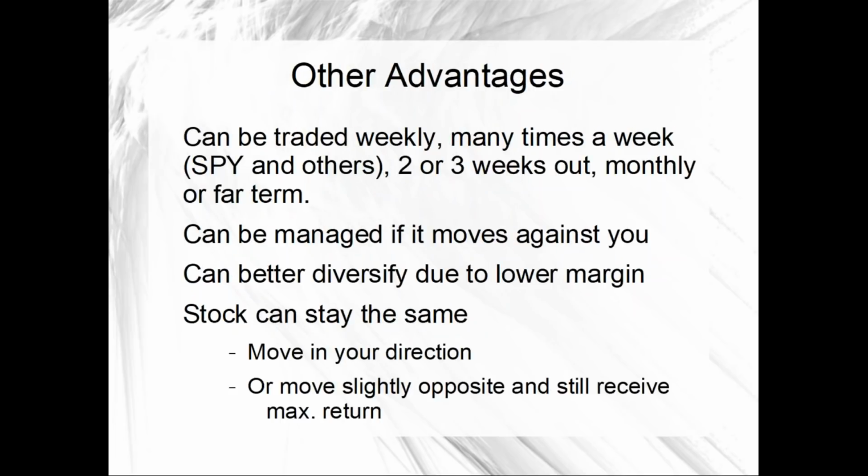Other advantages of the strategy is they can be traded weekly. We can use 7-day out, 5-day out options, or even many times during a week. If you follow SPX, SPY, or some of the other broad-based indexes, there are actually options that expire every Monday, every Wednesday, and every Friday. So you could do as much as 3 credit spreads in a given week. Of course, we can still do positions that are 2 to 3 weeks out that give us a better net credit with a similar structure, or even go far term, go monthly or even more out in time.